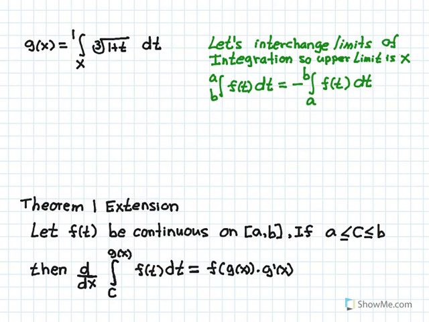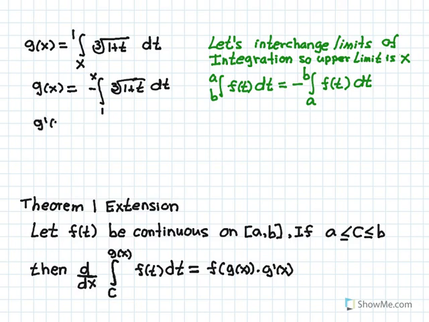Now we have g of x is equal to the integral from x to 1 of the third root of 1 plus t dt. Before we can apply this formula, the upper limit should be the variable x. So we need to interchange the upper and lower limits. When we interchange the upper and lower limits, we need to put a negative in front. So g of x equals negative the integral from 1 to x of the third root of 1 plus t dt. Now let's apply FTC.